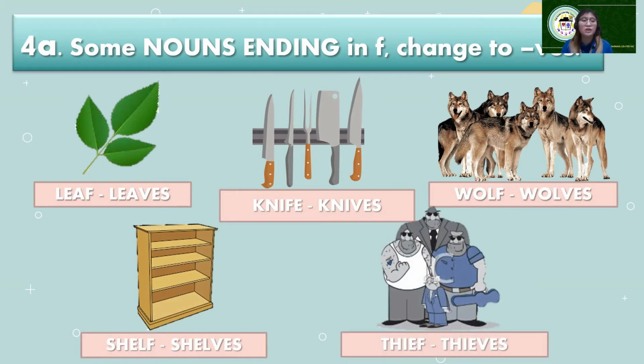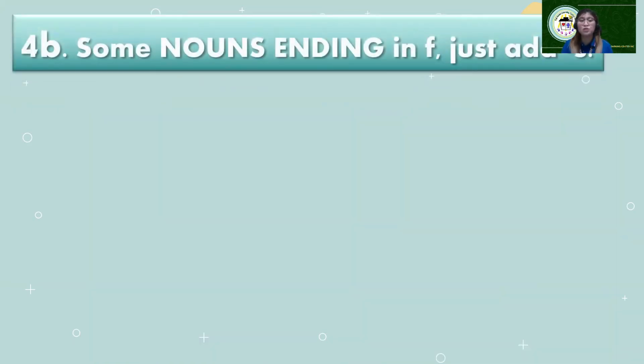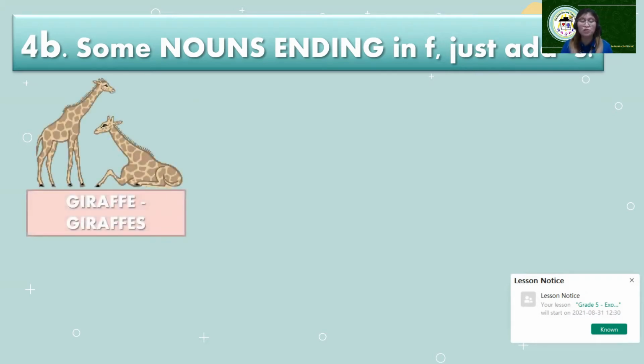Now that you're in grade 5, we have some exceptions to the rules, such as these nouns ending in F that do not change to VES, rather they just add S. Examples are giraffe to giraffes. So you don't spell it as giraffves. Okay? So you don't change it to VES, rather just simply add S.